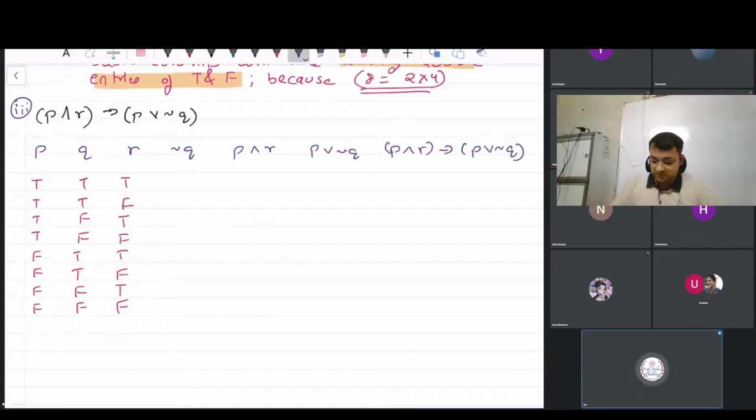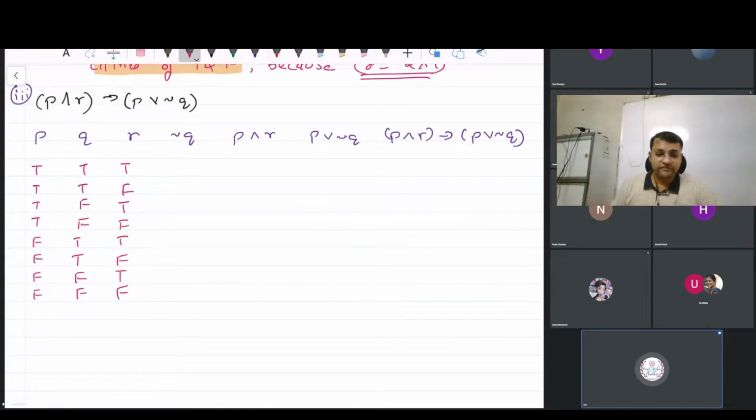Is that very easy? So these are the additional columns that we need, and we are really thorough with that by now. So let's do it quickly. What is negation of Q? I will just focus on the Q column over here now. So I will write over here F, F, T, T, F F T T. Simple. So that becomes your negation of Q.